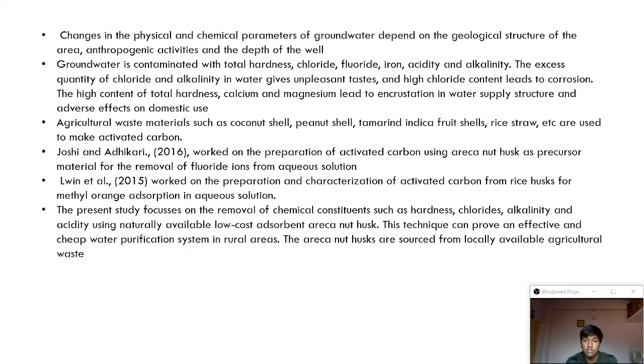So we are doing this in Shivamogga, that is in Karnataka. The case study here is based in Shivamogga, Karnataka, and we find areca nut husk abundantly there, and we are using it to make activated carbon for our water filter.